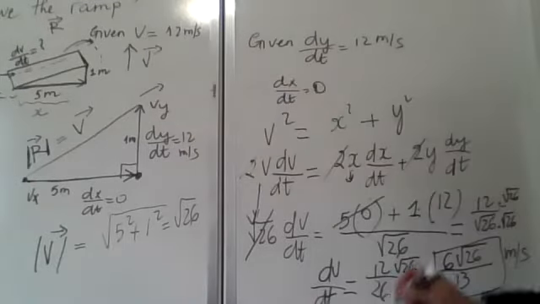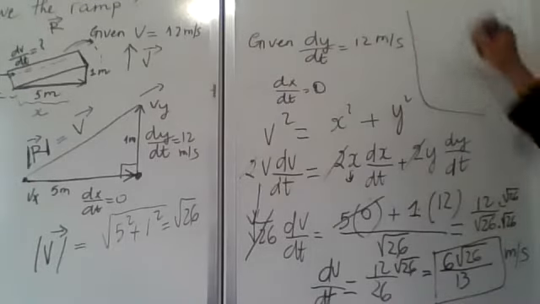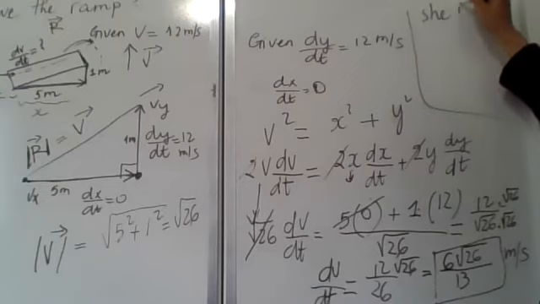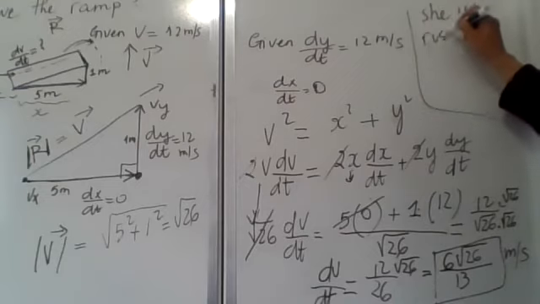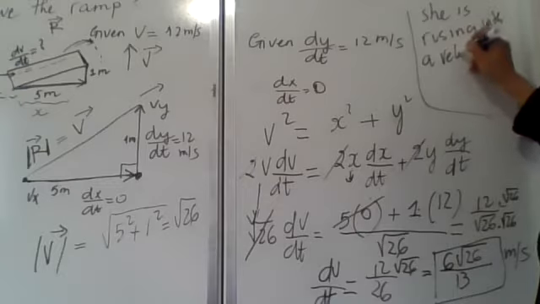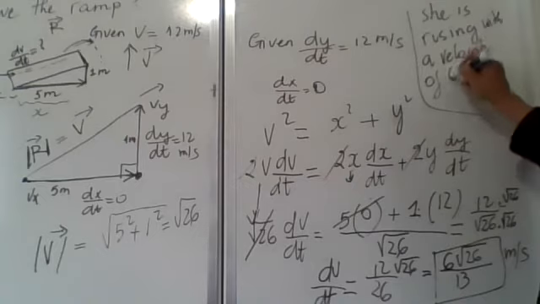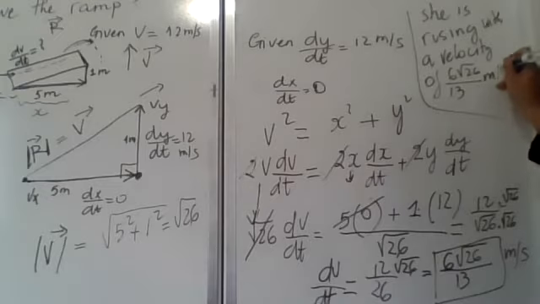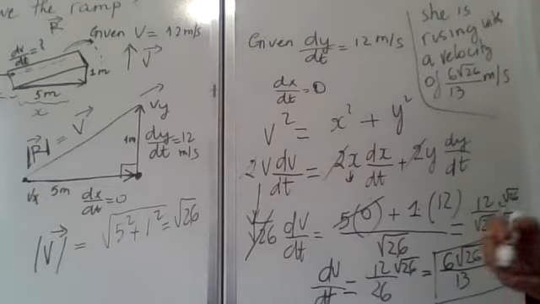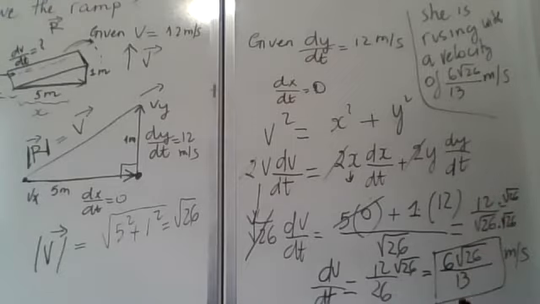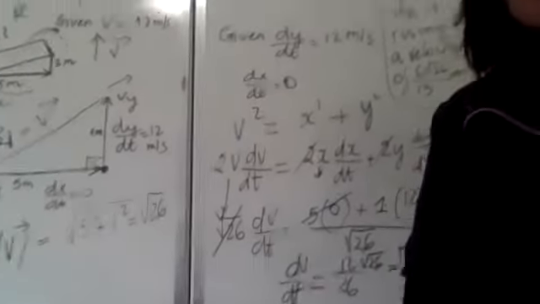So we can answer that she is rising with a velocity of 6 square root of 26 over 13 meters per second. So that's how we answer this question. Wow, that's a long way, right? But I hope you enjoy it.